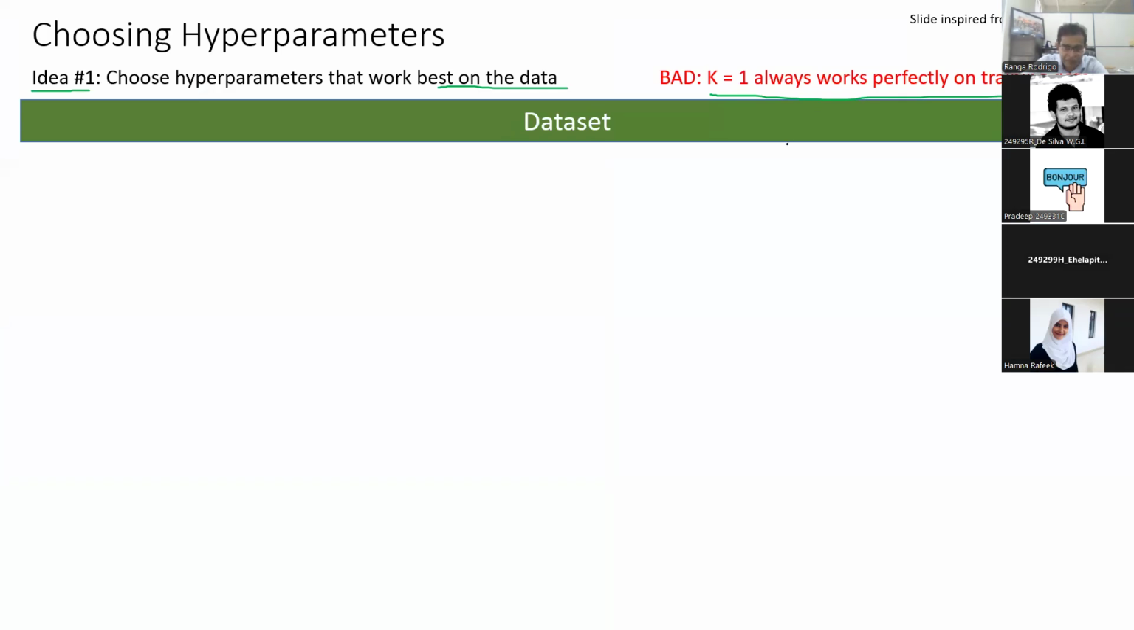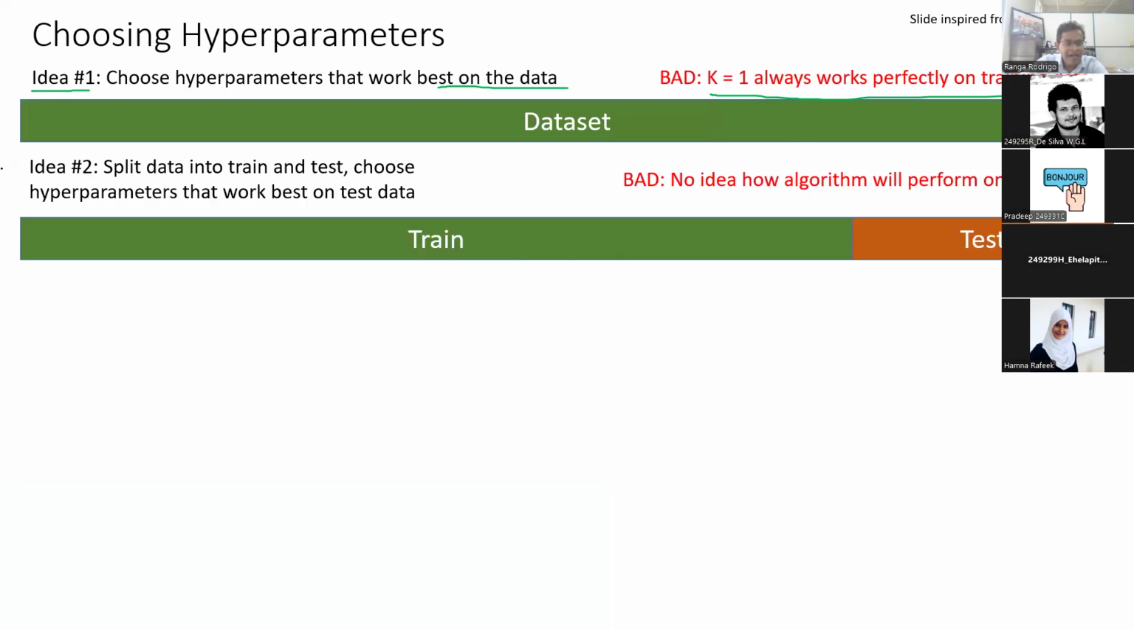So using the whole data set for hyperparameter choosing is wrong. Idea number 2: split the data into train set and test set. Choose hyperparameters that work on the test data. What's the problem with that? That's a bad idea. No idea how the algorithm will perform on new data.